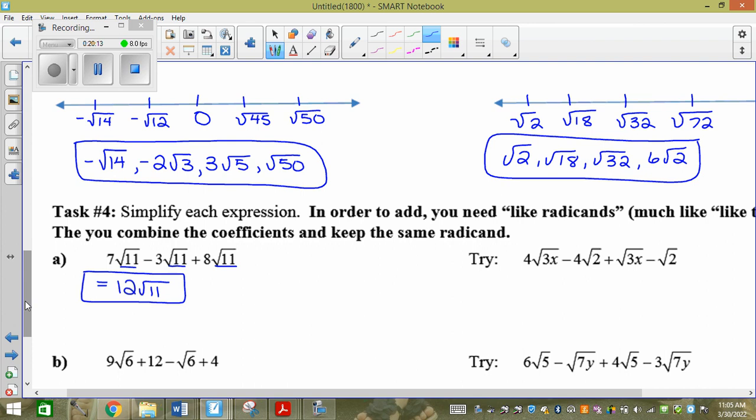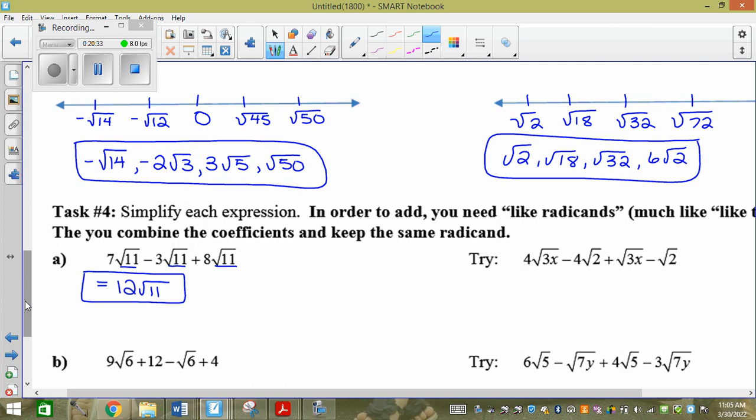Now, could I check these? Because they're all numbers, I could. I could go 7 root 11 minus 3 root 11 plus 8 root 11, hit enter, it'll give me a decimal. Correct? And then I could go 12 root 11, it'll give me a decimal. And what should those decimals be? Equal, because you just said this equals this. Correct? So it's all numbers. You can turn to decimals. Check.